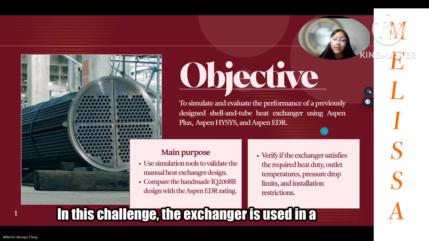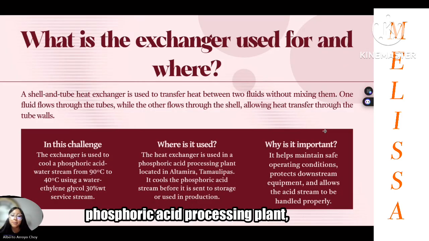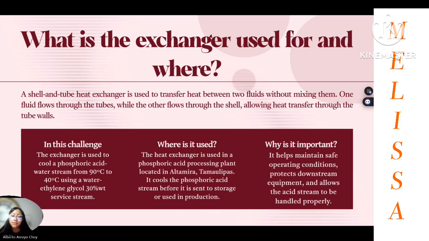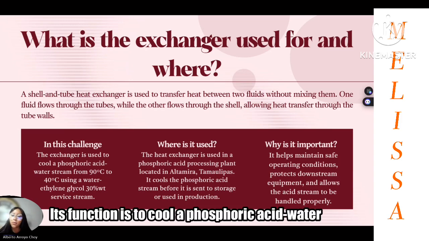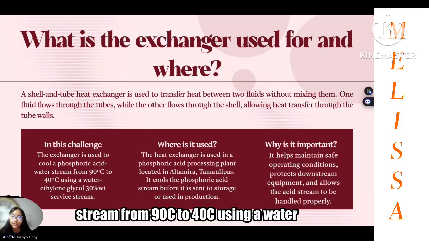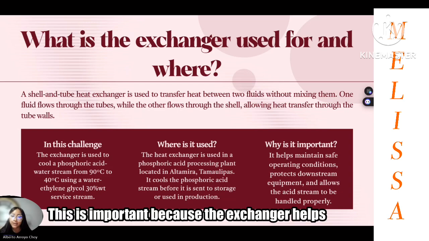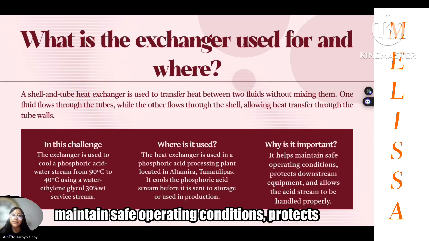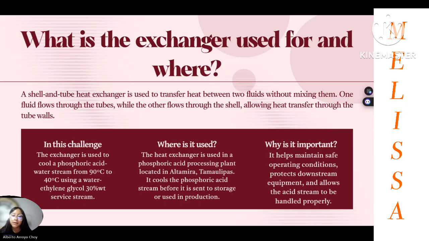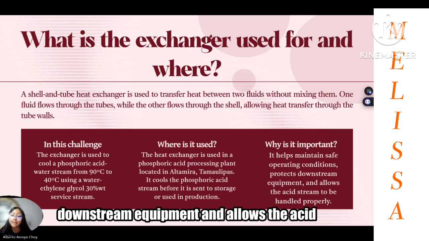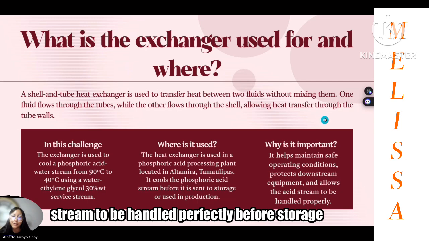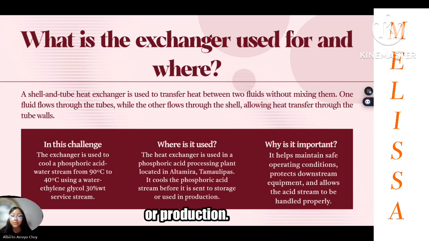In this challenge, the exchanger is used in a phosphoric acid processing plant located in Altamira, Tamaulipas. Its function is to cool a phosphoric acid water stream from 90 degrees Celsius to 40 degrees Celsius using a water ethylene glycol service stream. This is important because the exchanger helps maintain safe operating conditions, protects downstream equipment, and allows the acid stream to be handled properly before storage or production.